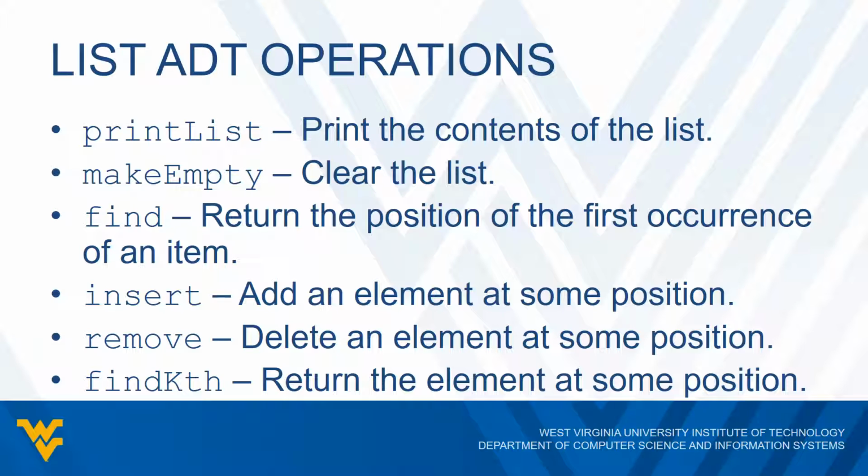I want to reiterate here with abstract data types, we're only listing the operations and what they are supposed to do. We don't mention here how they're being implemented. That would be done elsewhere. We're just mentioning some of the operations that would be included in a list abstract data type.